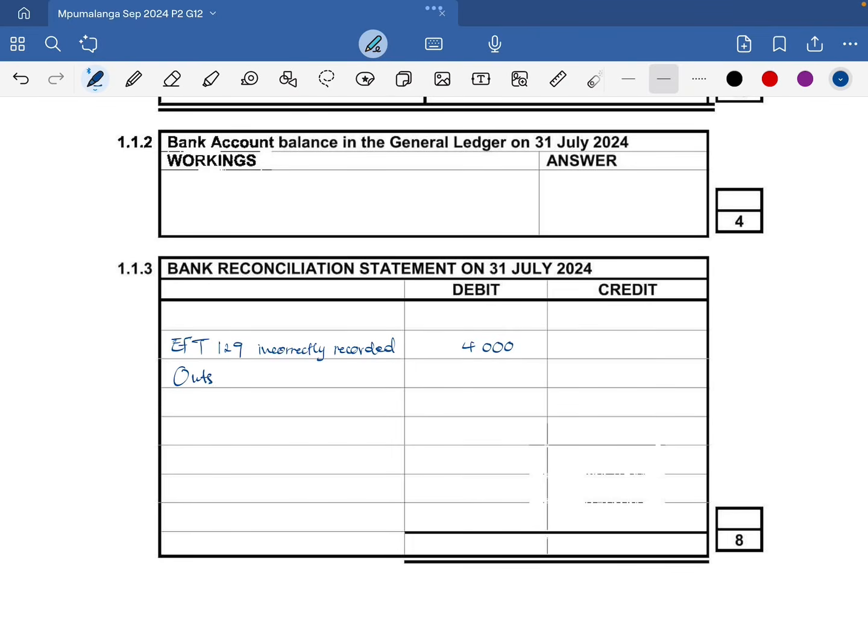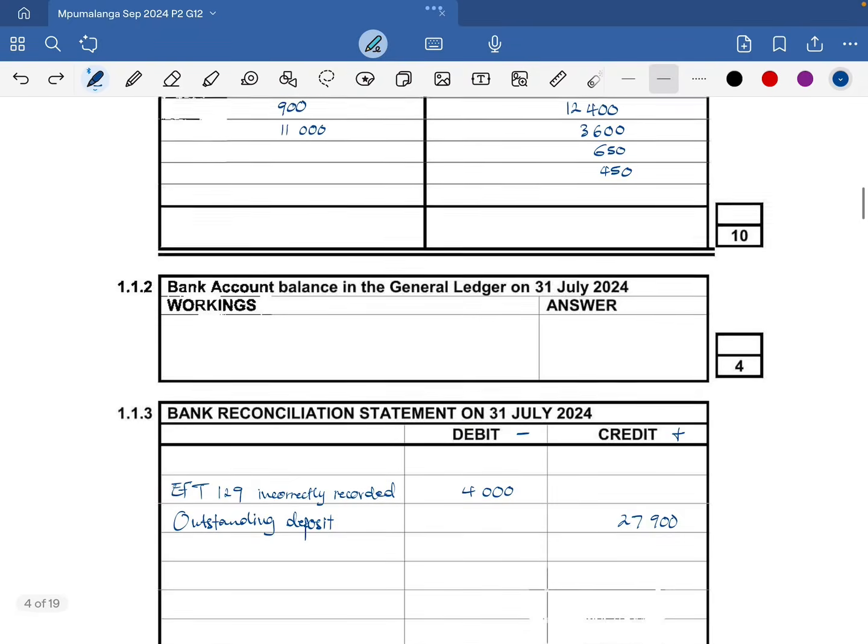Okay, so outstanding deposit. All right, so we have an outstanding deposit of 27,900. Remember, debit and credit are very, very important here. So here we're going to have our 27,900. Remember, here we're doing a bank reconciliation statement. We're going to have our credit increase and this as a minus. Now our bank account needs to increase. Let me just say our balance as per the bank statement needs to increase. So we're looking at the credit side. Okay, and then outstanding deposit, we are done.